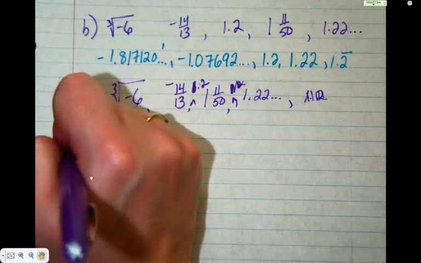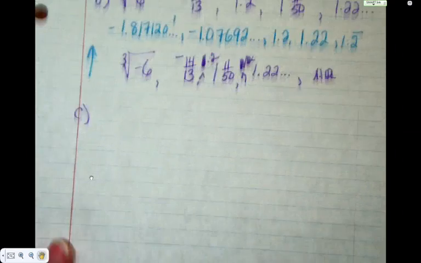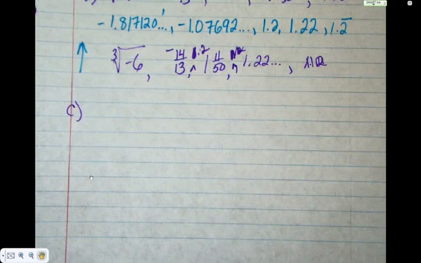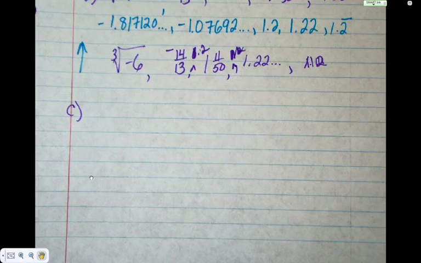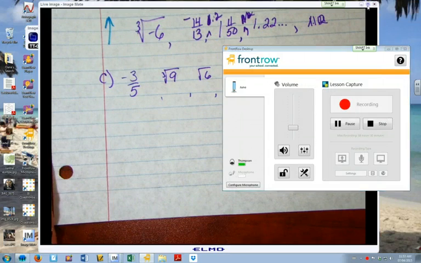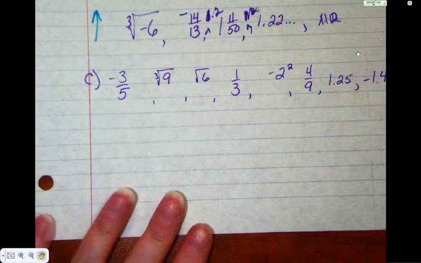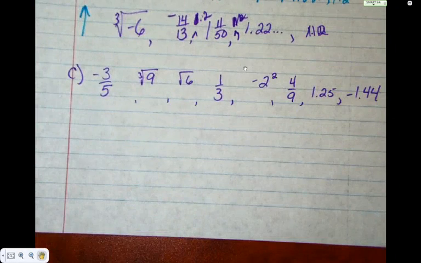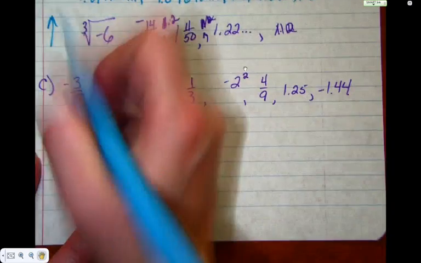Okay, example number C, letter C. Together, by yourself, with a friend, what do you feel like? Okay, go to. When we're done the example? Okay, one or the other. Negative 3/5, somebody have the decimal for me?